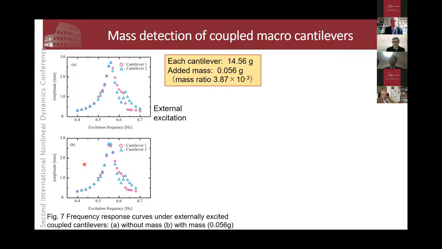First, we try to detect the eigenmode shift in air by the conventional method, which uses a frequency response curve. The frequency response curves of the cantilevers with and without an added mass are shown in figure 7. Circle and triangle denote the resonance amplitude of cantilevers 1 and 2, respectively. Without an added mass, the peak amplitudes of cantilevers 1 and 2 are the same. With added mass, the peak amplitudes deviate very little, as in this figure. Therefore, it is very difficult to detect the eigenmode shift by harmonically forced external excitation in air.